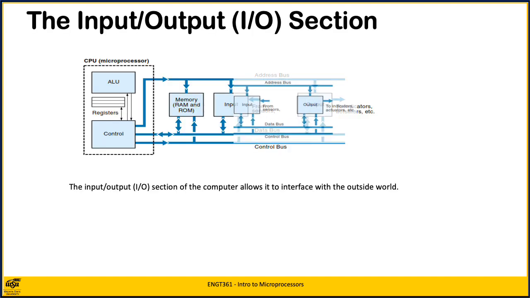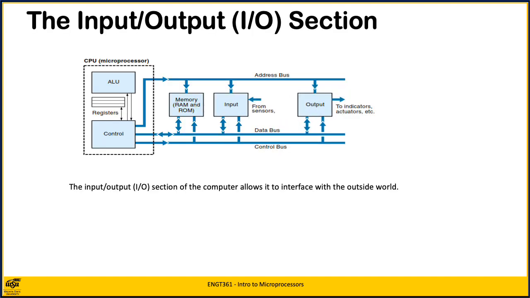The input-output, or I/O section of the computer allows it to interface with the outside world. The input section is the conduit through which new programs and data are entered into the computer, and the output section allows the computer to communicate its results.